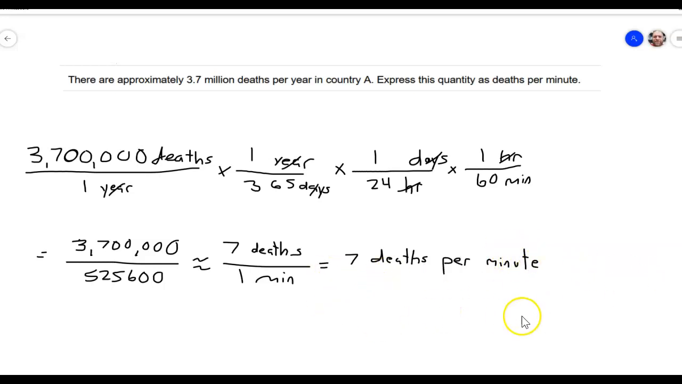So this gives somebody a little bit more perspective. When you tell somebody that we have almost 4 million deaths a year, it's kind of hard to conceptualize, but 7 deaths per minute gives you a much easier amount to conceptualize.